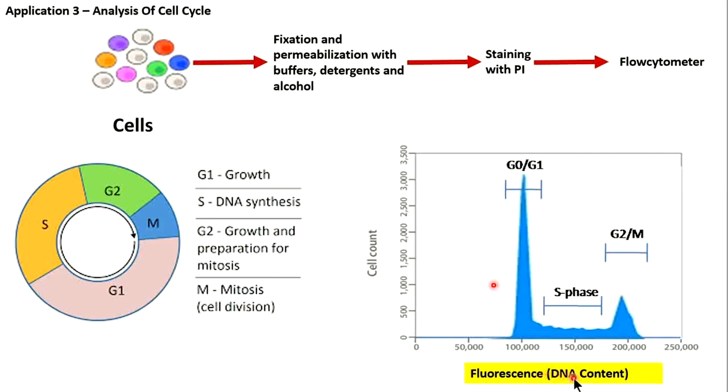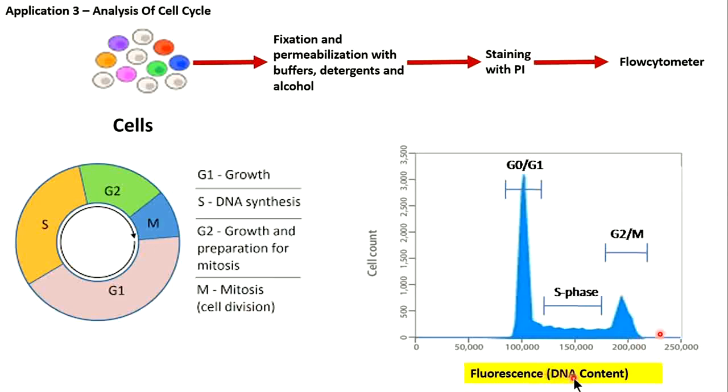We put that and we get this kind of graph. Now we do not have a quadrant graph, but we have a histogram, right? On the x-axis we have fluorescence of PI, which is actually giving us the information about DNA content. And on the y-axis we have cell count. So if you can see, you have three things coming here. One is the peak of G1. Second is the peak of G2. And this is the area of S phase. Now how to interpret this graph? It is very simple.